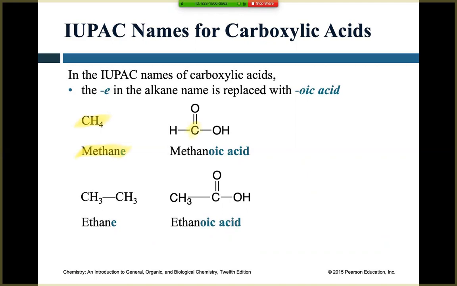Now when we have one carbon, but you have that carboxylic acid functional group, we remove the E off of methane and then we add the ending oic acid. So it becomes methanoic acid. Or another example, ethane, right? We can remove that E. So there's my 1, 2 carbons, and then I have my carboxylic acid functional group that becomes ethanoic acid.